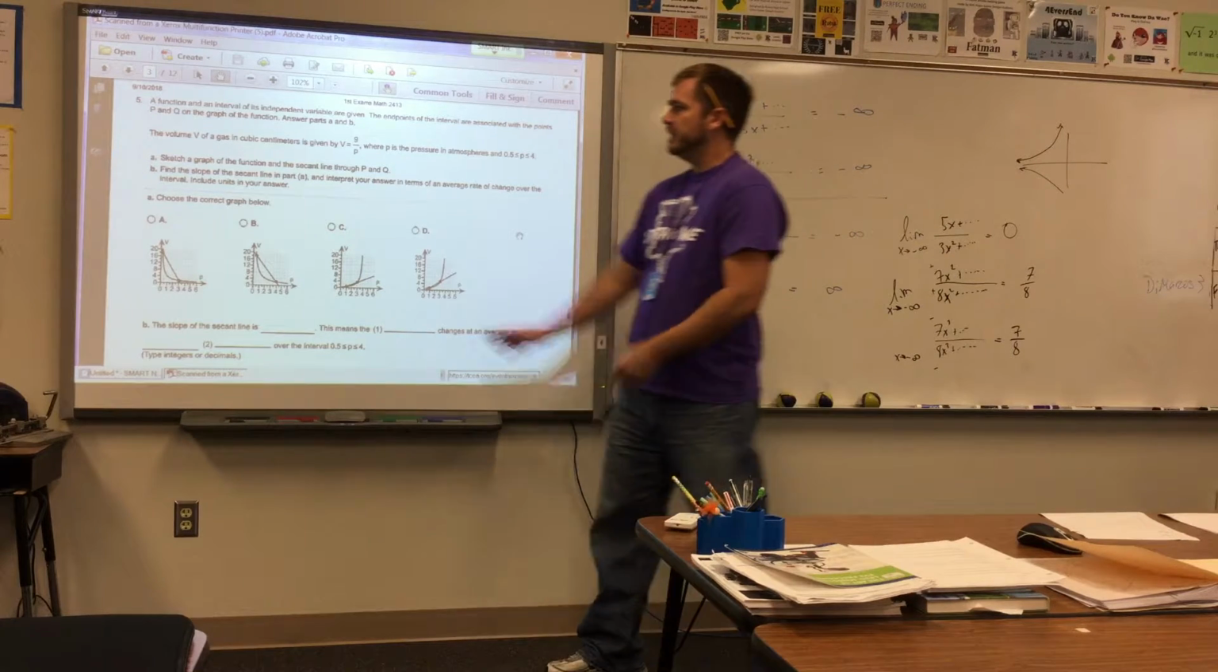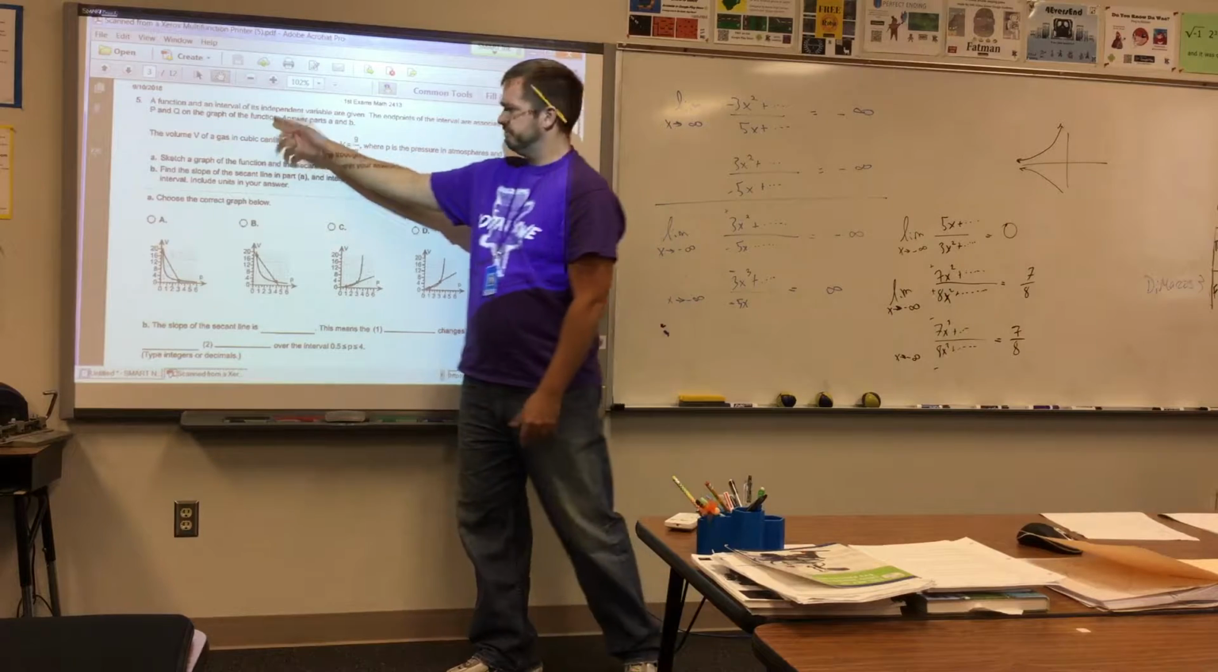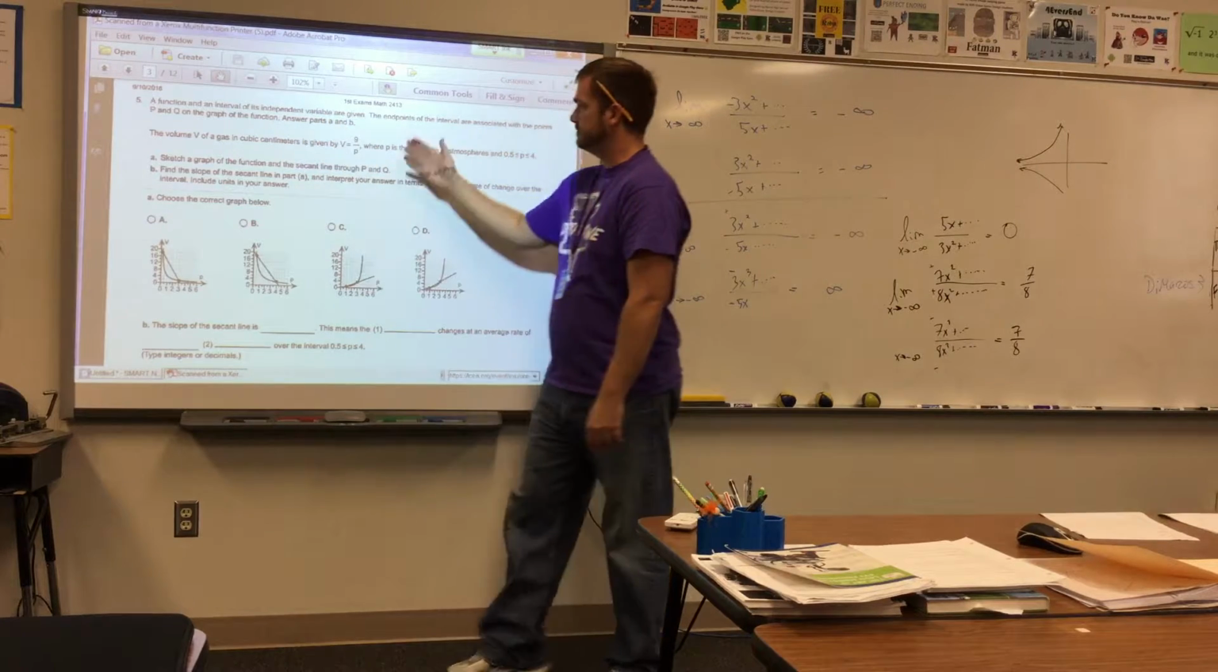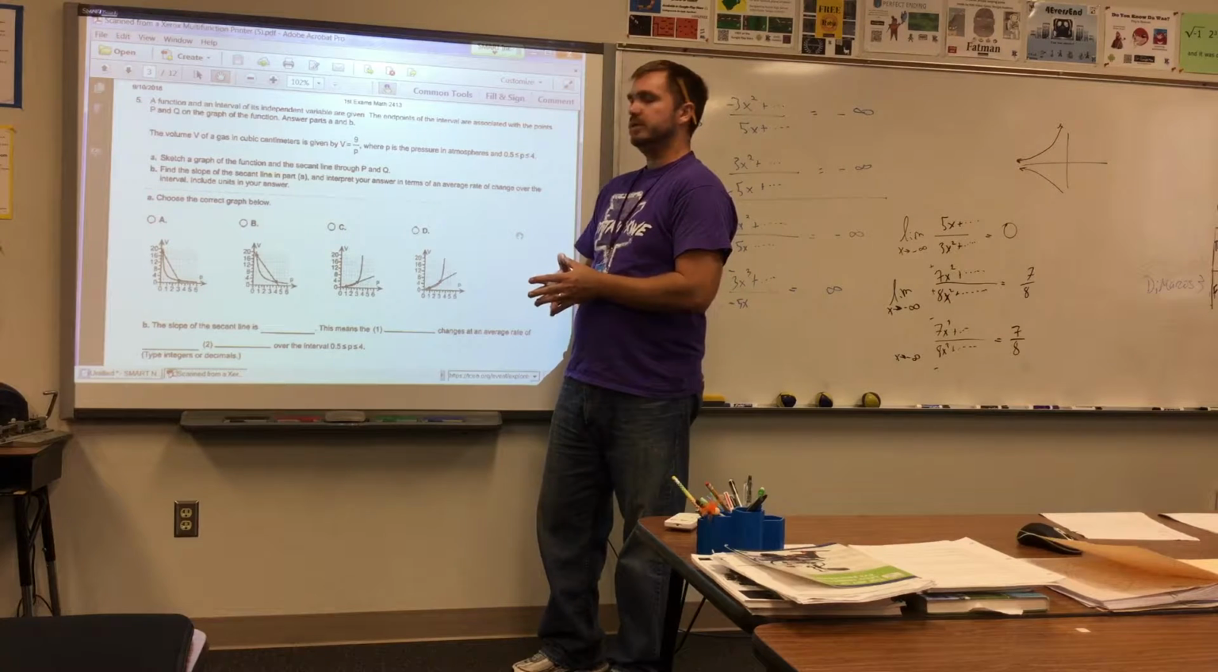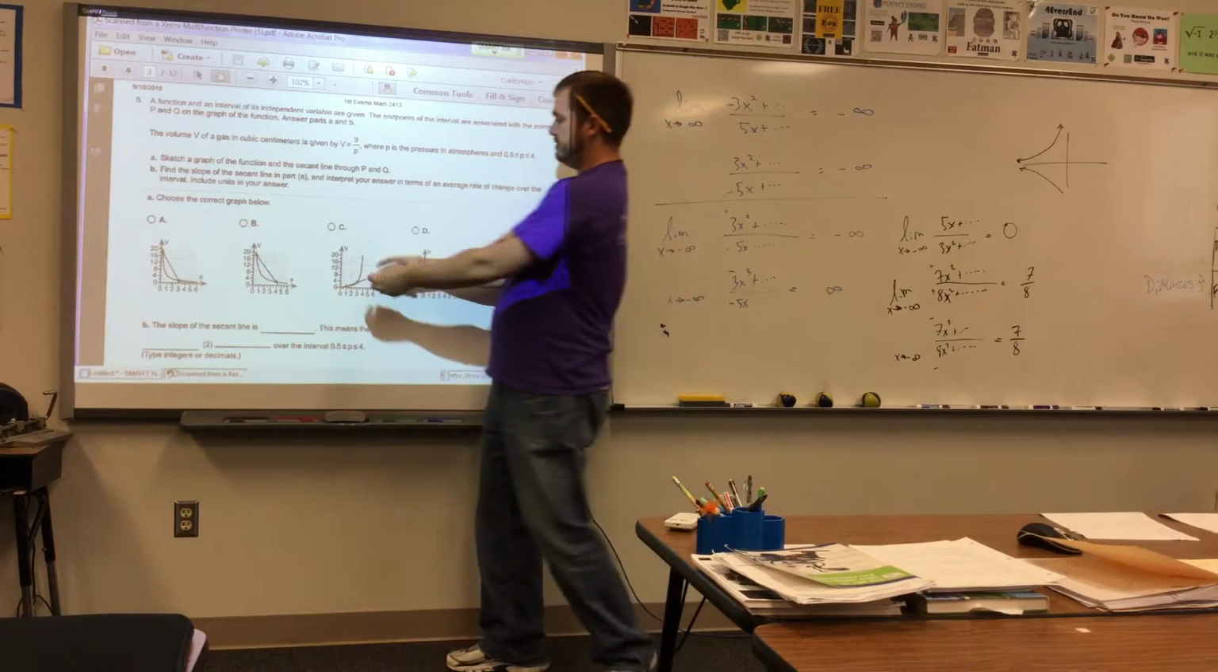This is a function and an interval of its independent variable are given. The endpoints of the interval are associated with the points P and Q on the graph of the function. Answer parts A and B. Okay, so they're going to give us a function and endpoints.